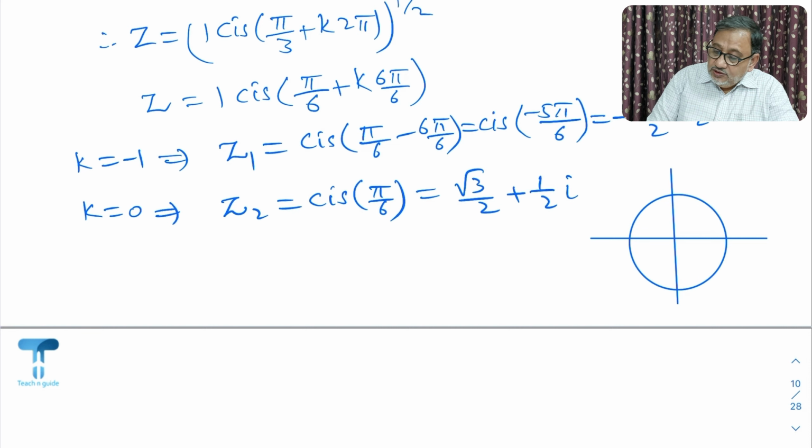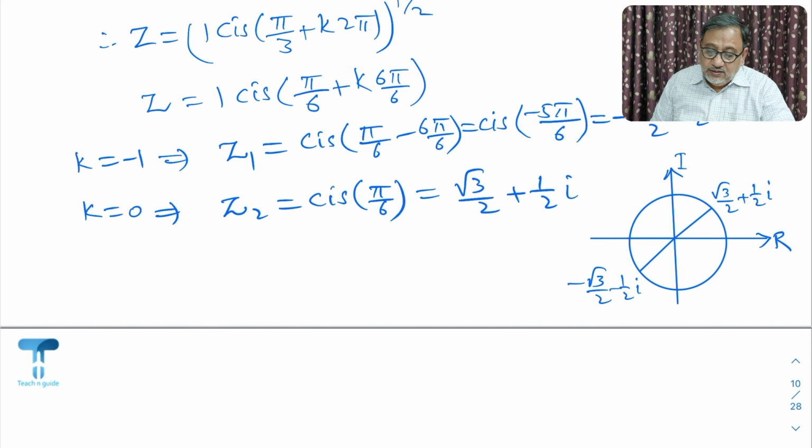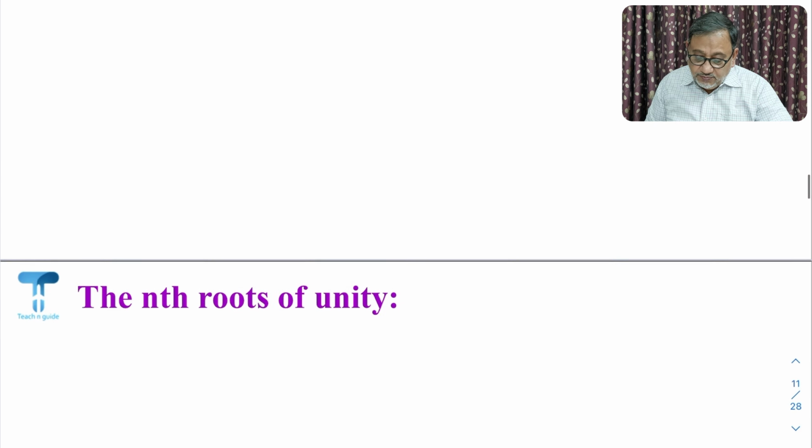Yeah, so its radius is 1 unit. So one will be here and the other will be in the third quadrant, equally spaced, exactly opposite to each other. So here will be root 3 by 2 plus 1 by 2i, and here minus root 3 by 2 minus 1 by 2i. Okay, so I hope you will remember this.